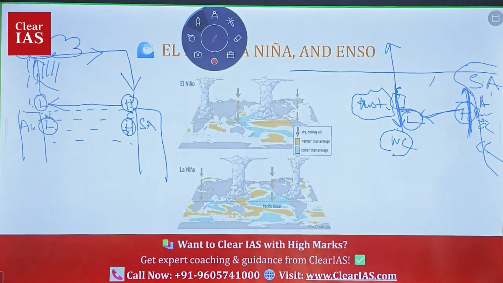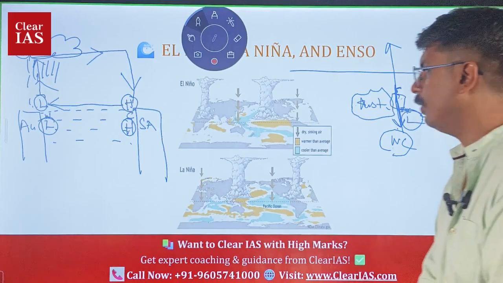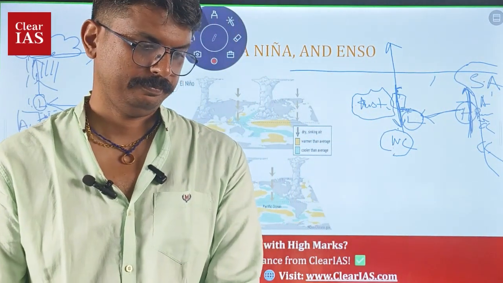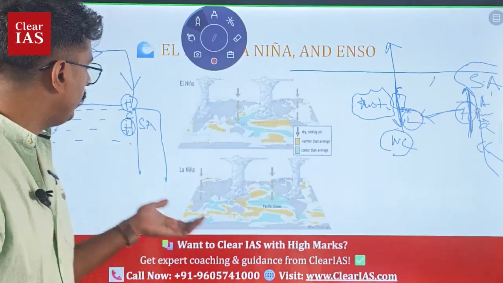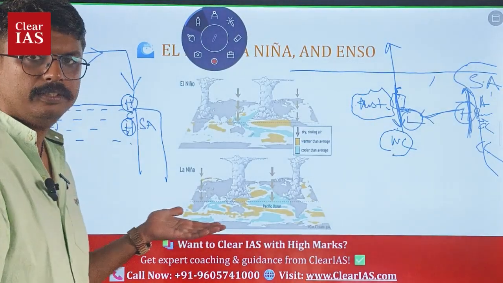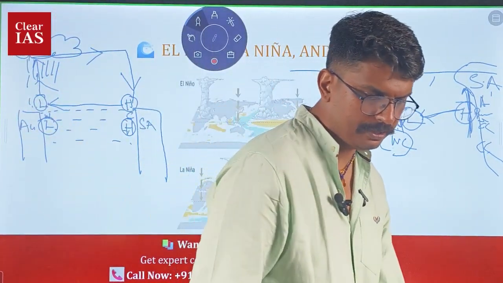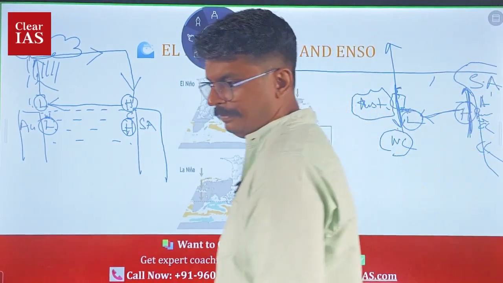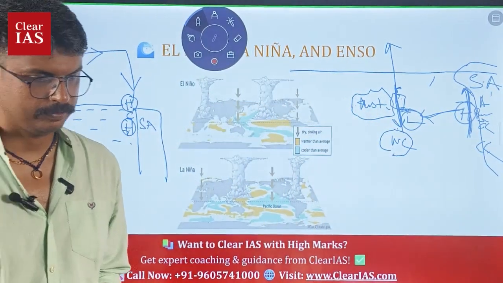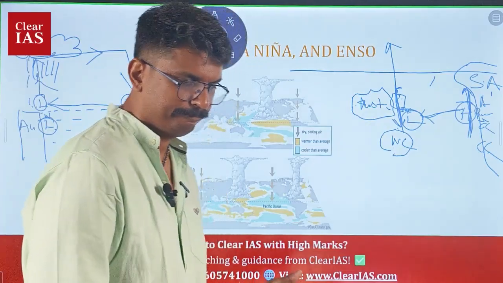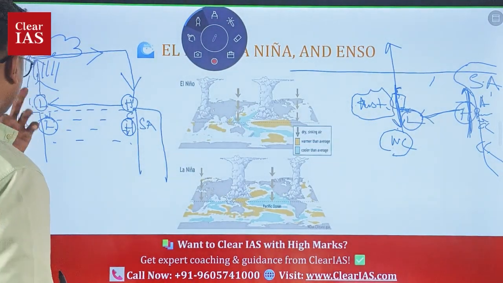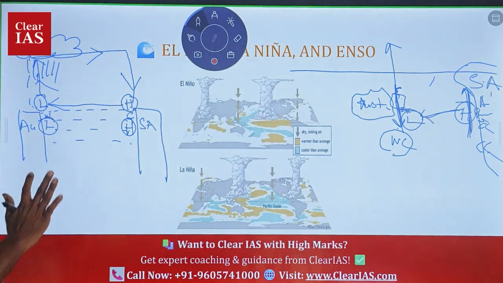If you are clear with the normal cycle, then only we can go to El Nino and La Nina. Everybody, are you clear with this normal cycle? Online friends, I want a yes from everybody or no from everybody. Yes, sir. Okay. Yes. Okay. Great. So this is the normal condition.